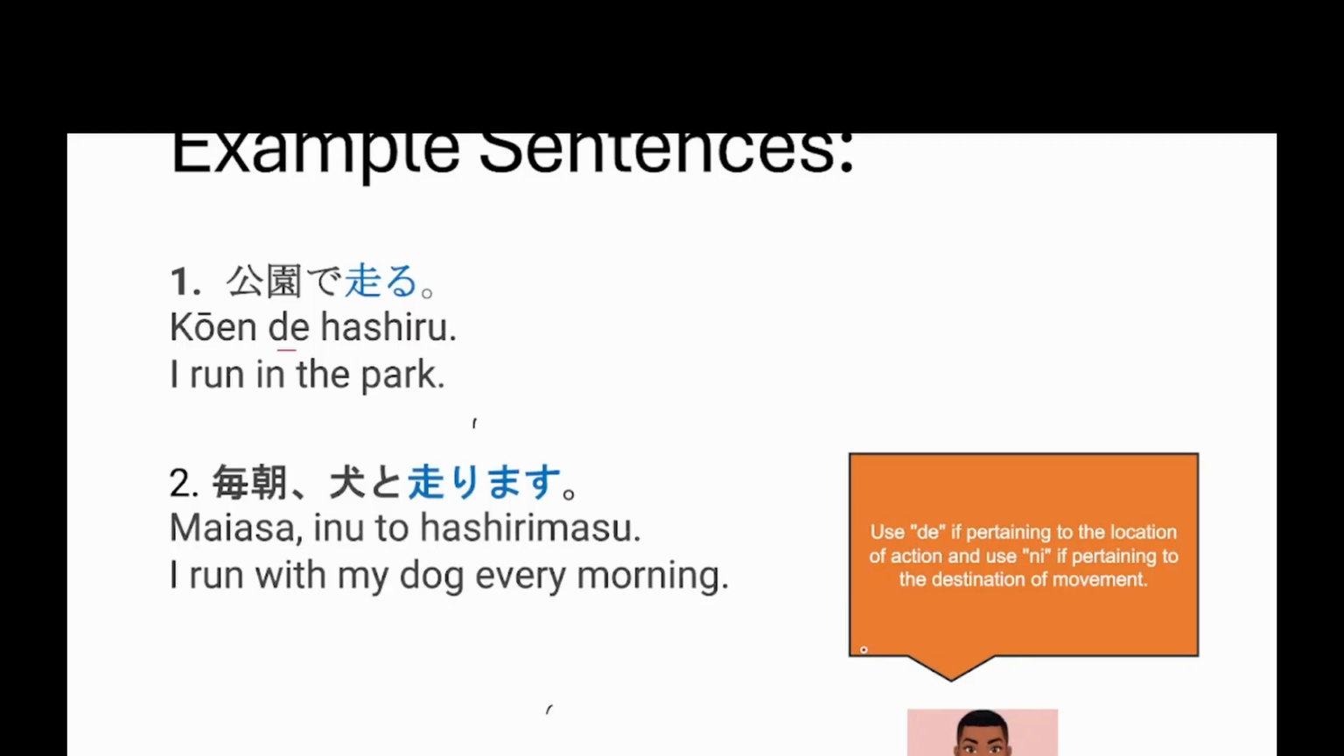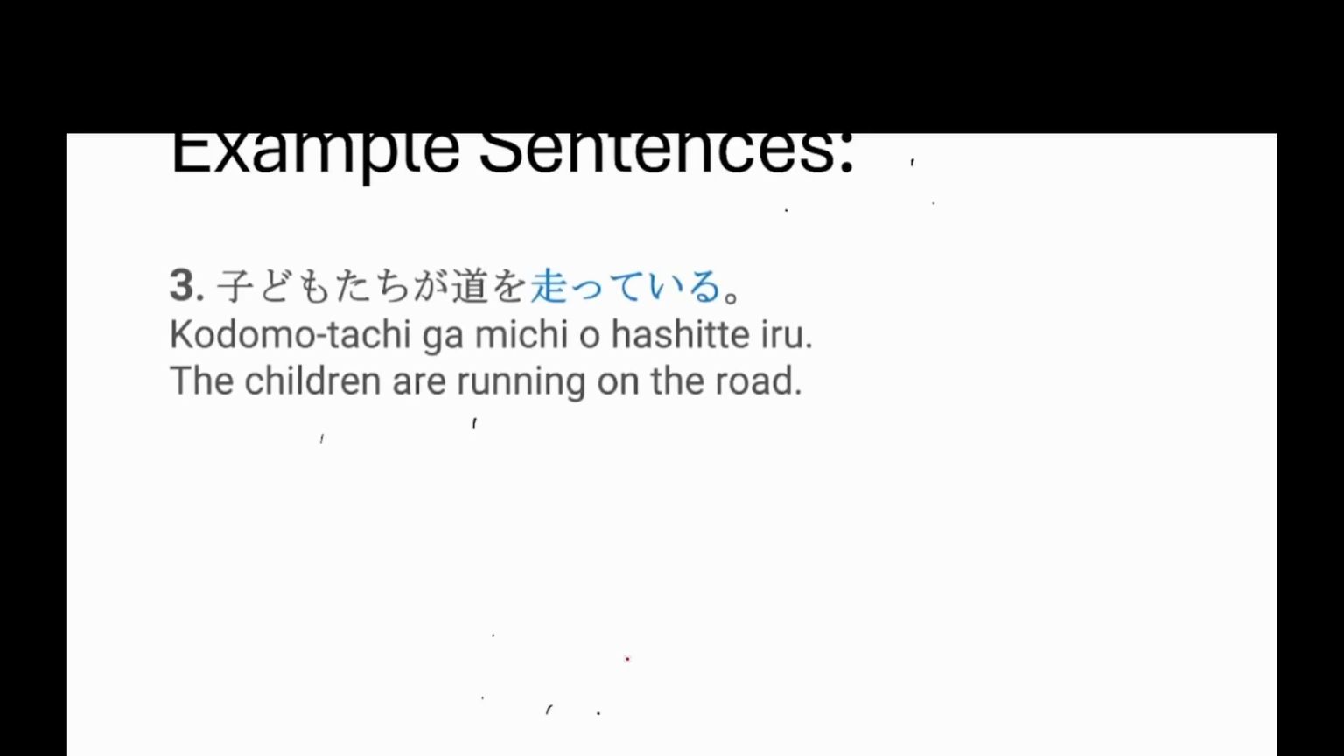Okay, the next sentence is Maiasa inu to hashirimasu. I run with my dog every morning. Next with that we have kodomo tachi ga michi o hashite iru. The children, kodomo tachi, are running on the road. So michi means road and hashite iru is running. So hashite iru is the plain present progressive affirmative form of the Godan verb hashiru.